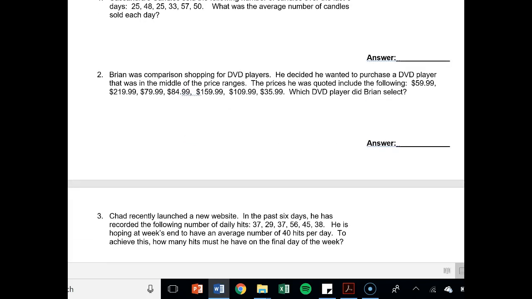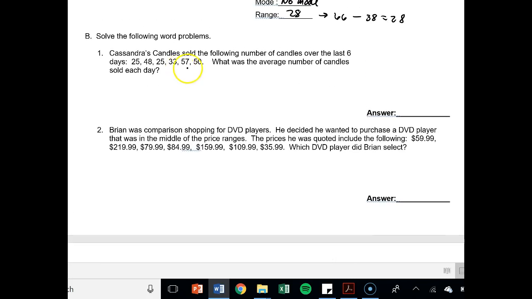Part B, we got some word problems. It says Cassandra's candles sold for the following number of candles over the last 6 days, 25, 48, 25, 33, 57, 50. What's the average number of candles sold each day? That's easy. You know, we got 6 days. These are our numbers. Average means a different word for mean, which we're going to add up and divide by 6, right? You might get a decimal. I'm going to let you do that on your own, right?